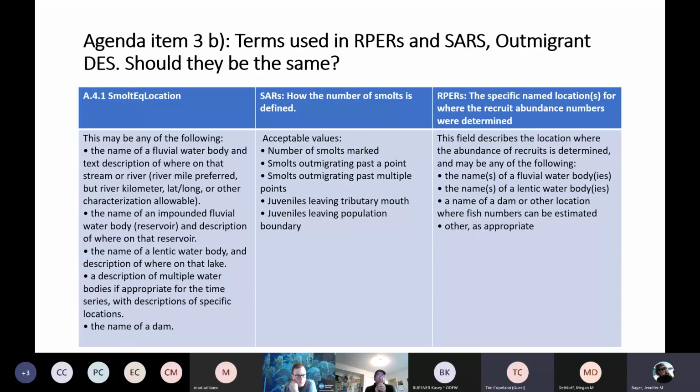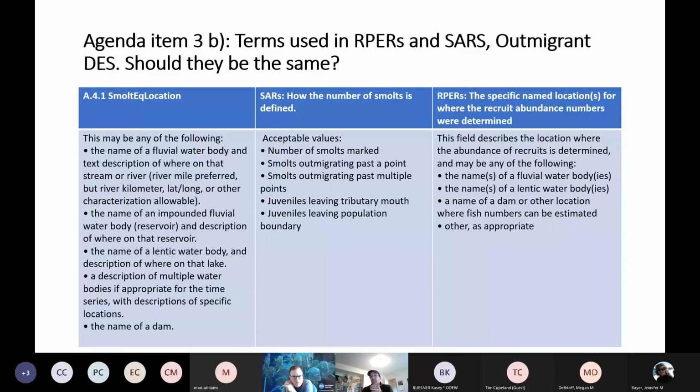So Russ, what would need to change to clarify? Well, I think the key question is, is it okay to have completely different definitions in all of these fields, or should there be some continuity between those definitions? And we just came up with a categorization component within the Smolt equivalent location that's provided in addition. Perhaps that categorization may be necessary for SARS for recruits per spawner. I just noted that, is the definition of Smolt equivalent location clear, given these other definitions that are provided? Should we edit that Smolt equivalent location definition?